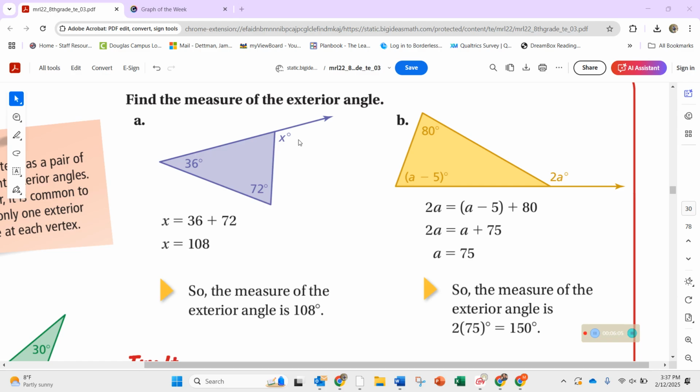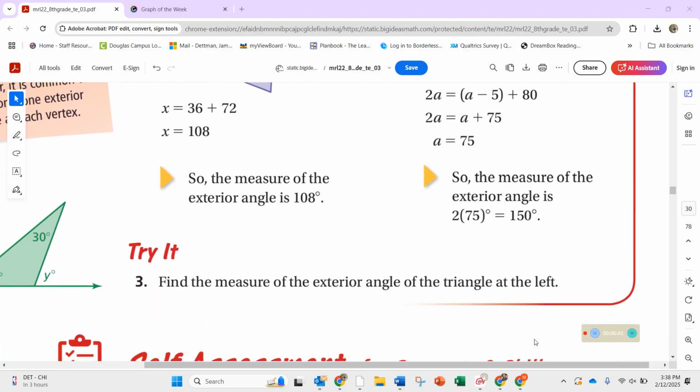That means that x is 108. Same thing here. Now they're going to say, hey, solve that. Well, that's just 80, right? And then we have a minus 5. So that equals 2a. Okay. So 2a equals what? A minus 5 plus 80. Just doing a bunch of algebra here. We're solving for a. Combine our like terms, and we have a plus 75 because we have an 80 and a minus 5. That's a plus 75. A equals 75. So there you go. Well, if a equals 75, 2a has to equal 150. Okay? All right. Followed that along.